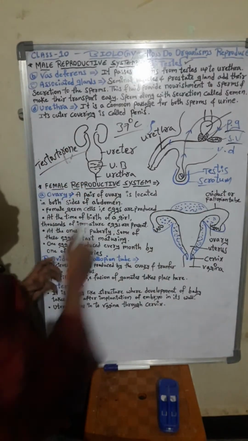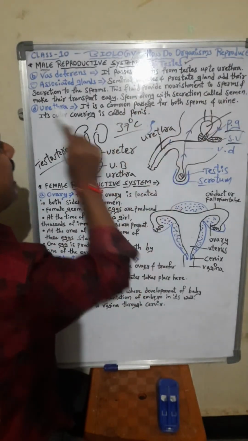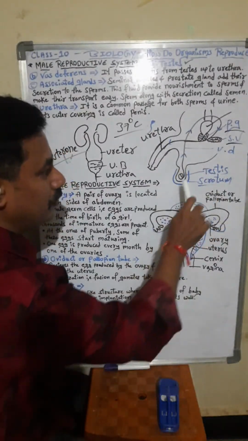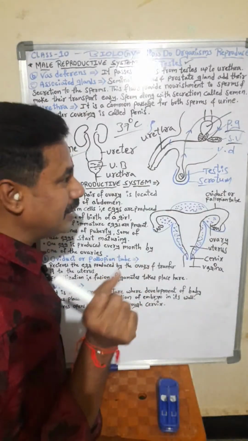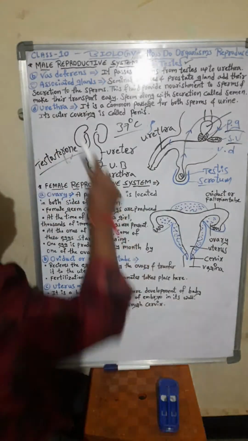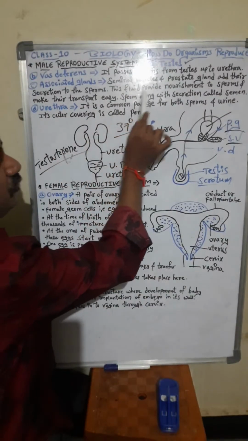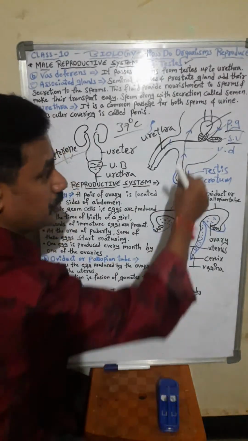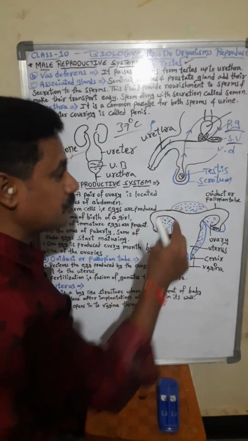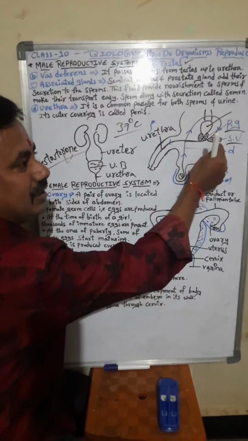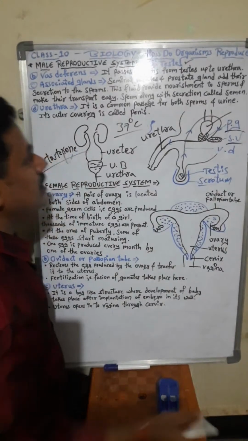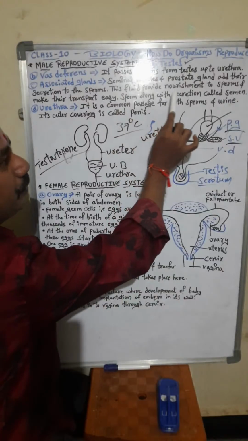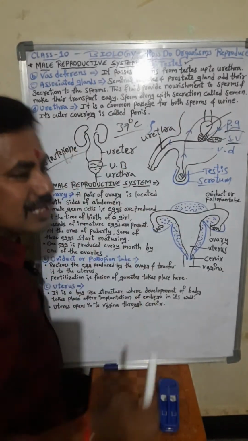Seminal vesicles and prostate gland add their secretion. Secretion means fluid. While the sperm is coming, at that time they release some fluid to the sperms. This fluid provides nourishment to the sperms. Nourishment means the development. Still sperms are not well developed here; only production of sperms takes place. The development is taken by seminal vesicles and prostate gland, which provide the nourishment. This fluid provides nourishment to the sperms and makes their transport easy.